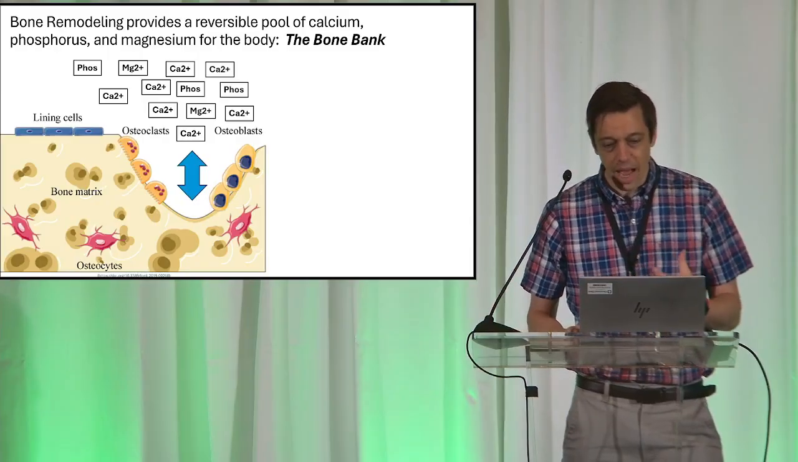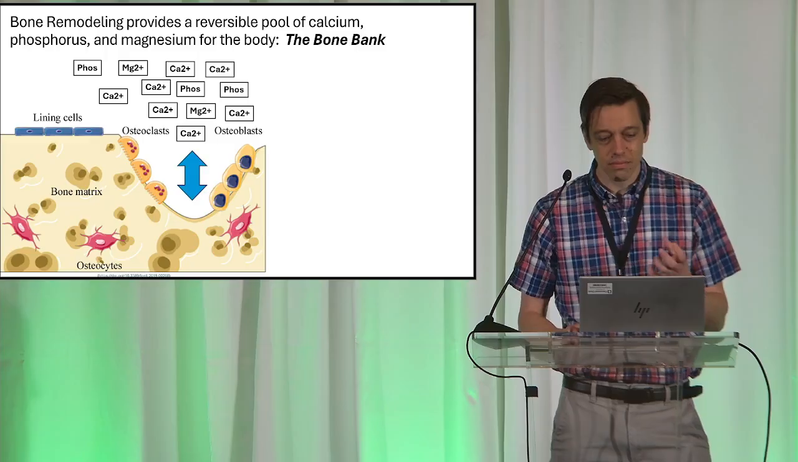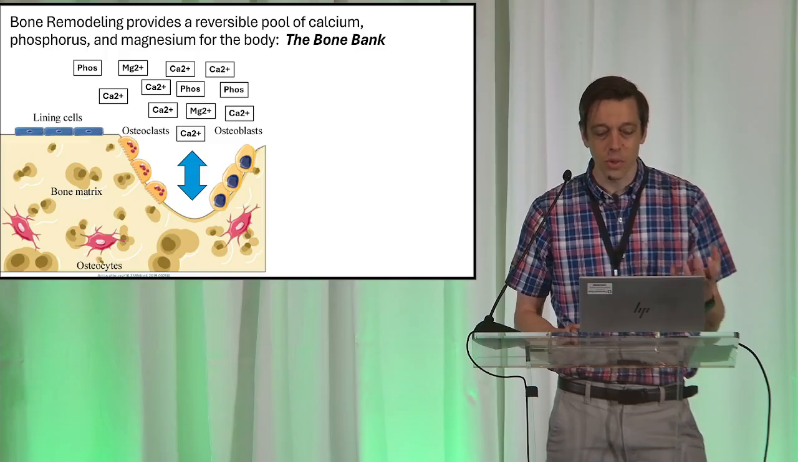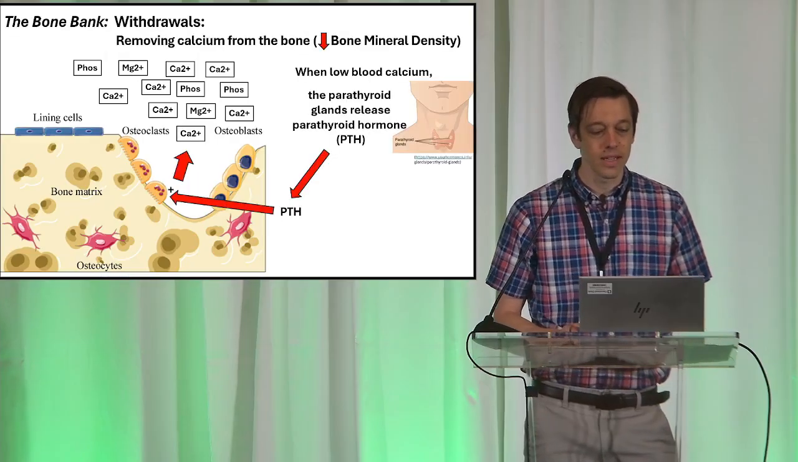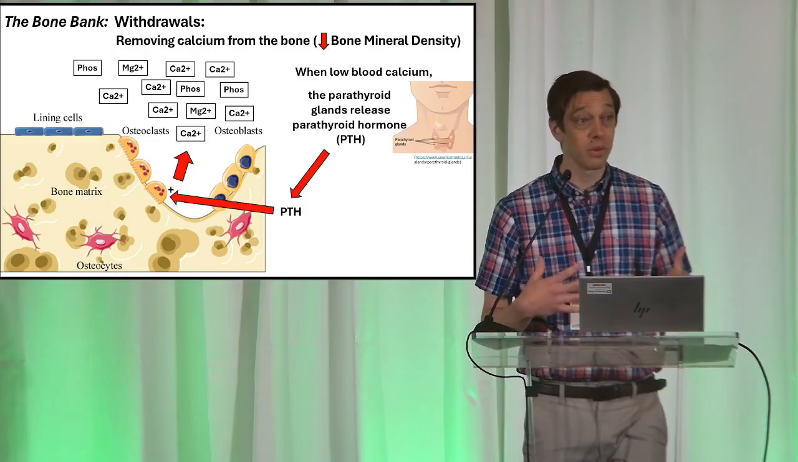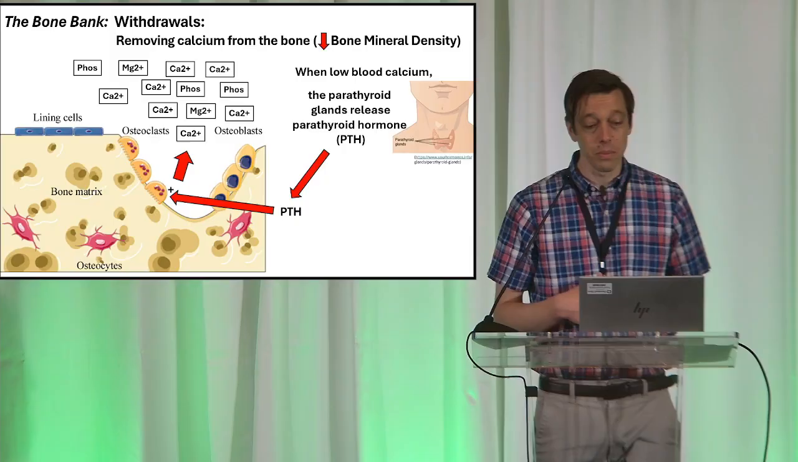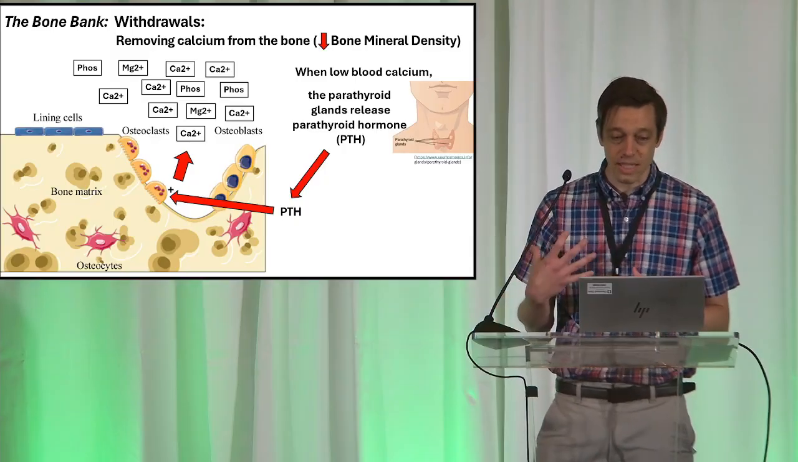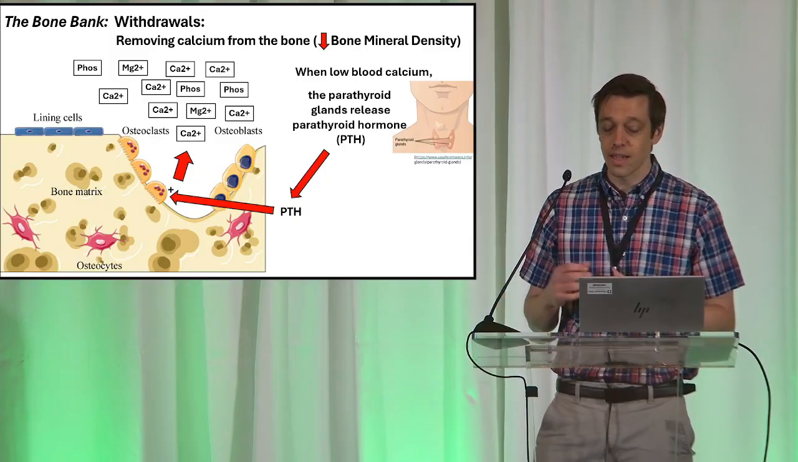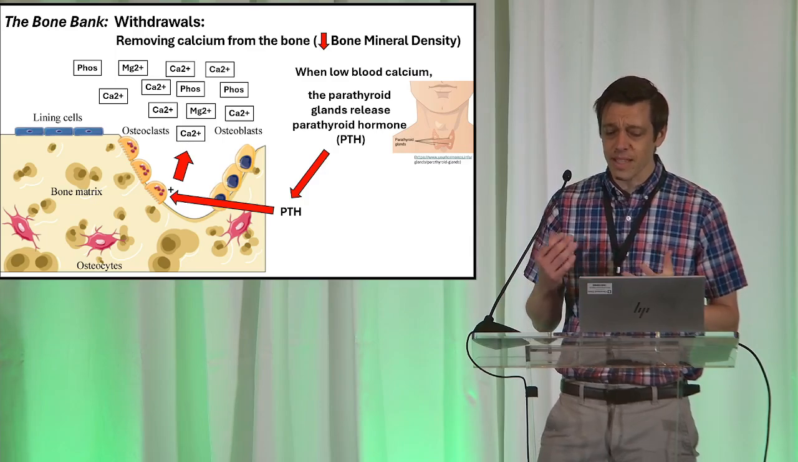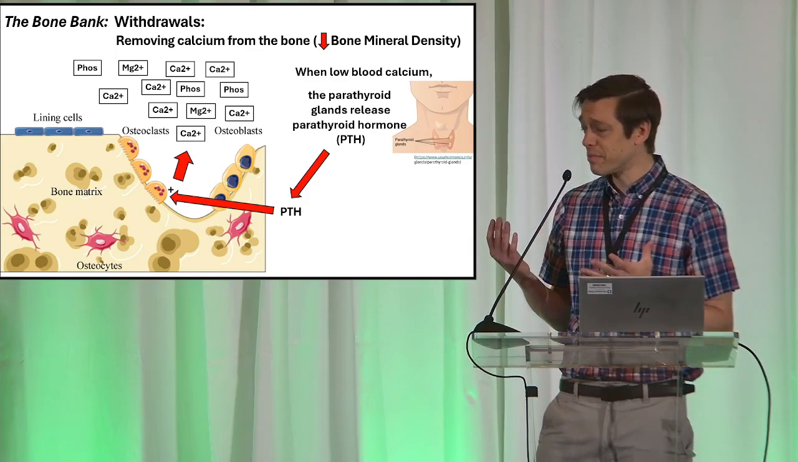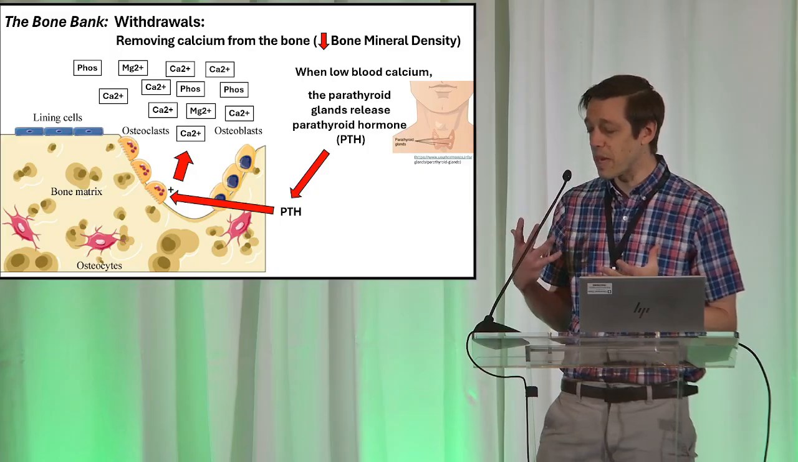So how can the body remove and replace bone through this way? Well, if we're going to have a withdrawal from the bone bank, removing calcium, the way this is done is by sensing it from the parathyroid gland.